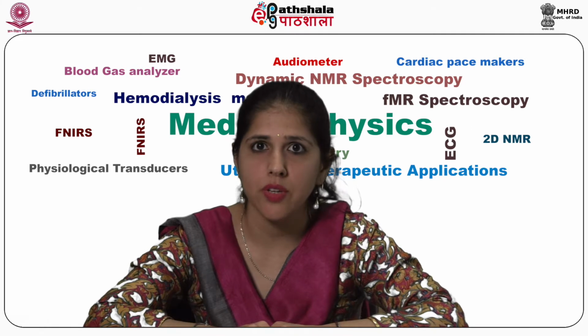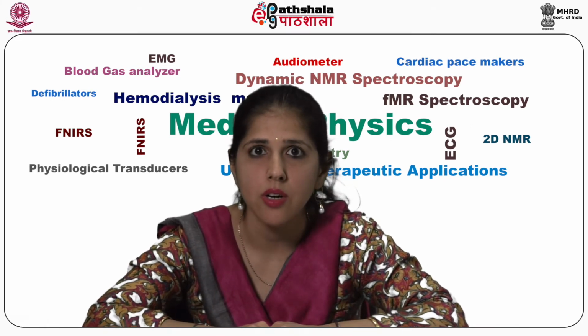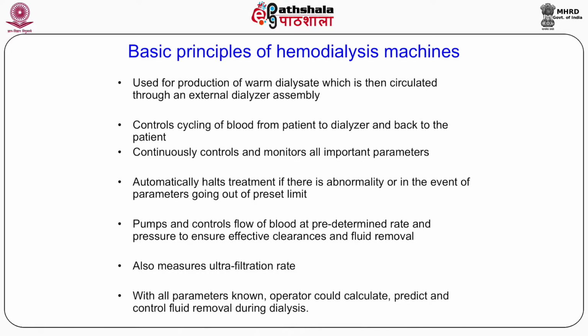So the basic principles of hemodialysis machines that we will be discussing now are, number one, that we use a warm dialysate solution. Number two, you have to control the cycling of blood from the patient to the dialyzer, which is where the exchange process will occur, and finally back to the patient. Third, you have to control important parameters like temperature, flow, and pressure during this process. Then you have to detect any abnormality that happens during this process. For example, if there is air present in the blood, you need to immediately stop the process of hemodialysis.